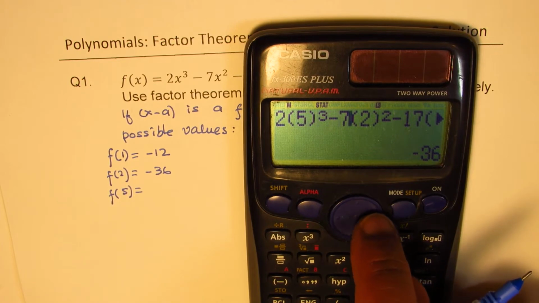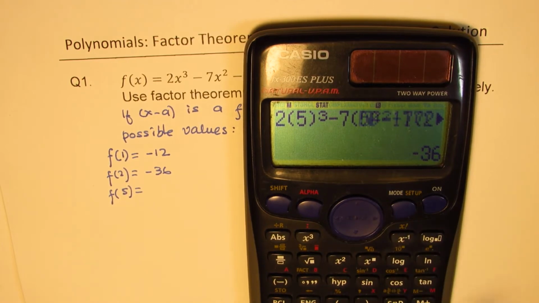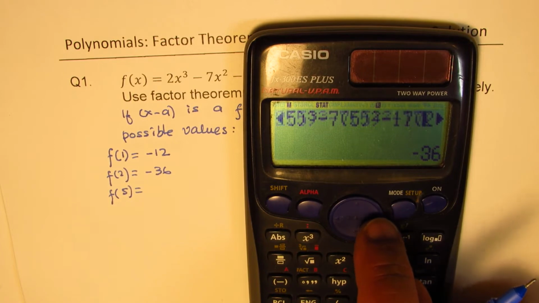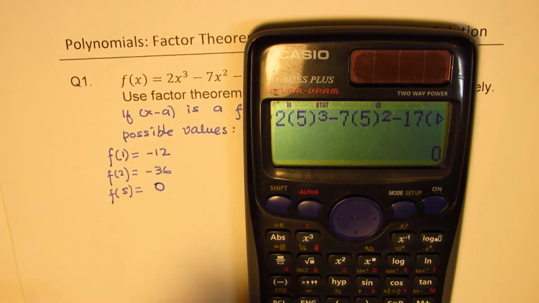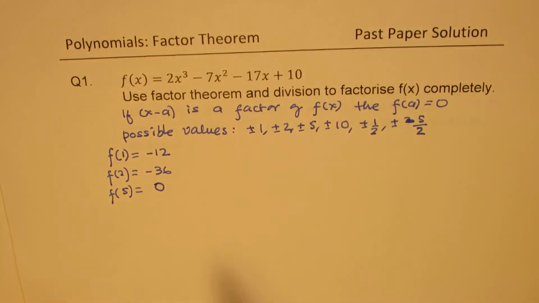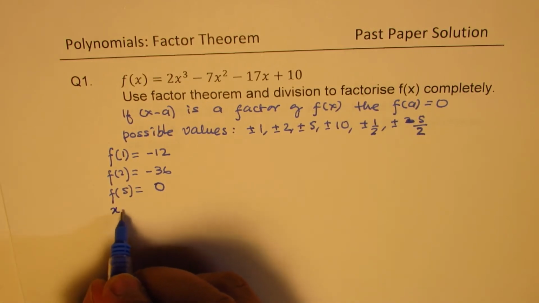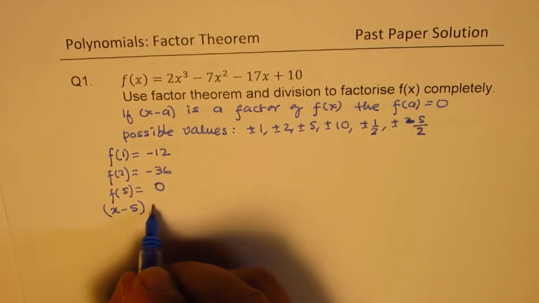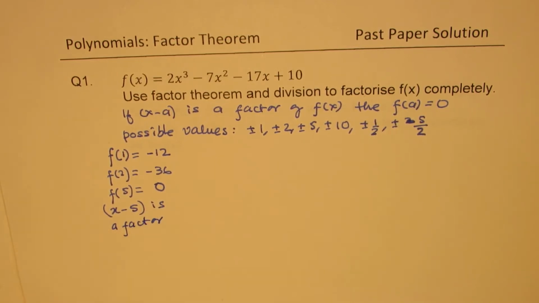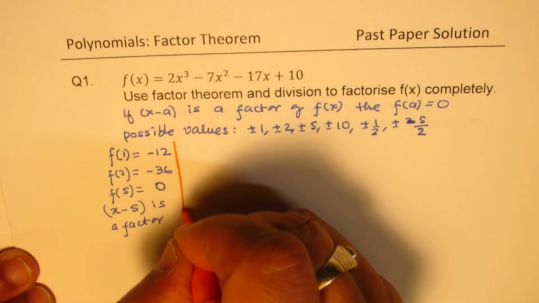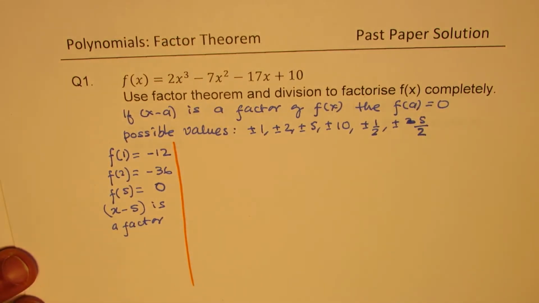Now I'm trying 5. So I'm replacing x with 5. So the advantage is once you put in a formula like we did, it is quite fast. And now we get 0. Since f of 5 is 0, that really means that x minus 5 is a factor. Do you see that? And this is what factor theorem is. Perfect. So that is the first part. Now, since this concept will be used over and over, it is good to go through it once.